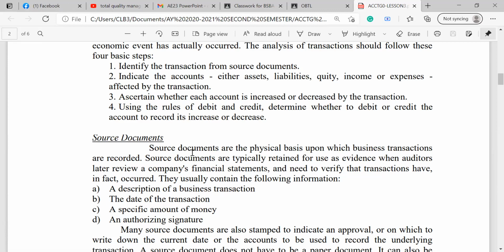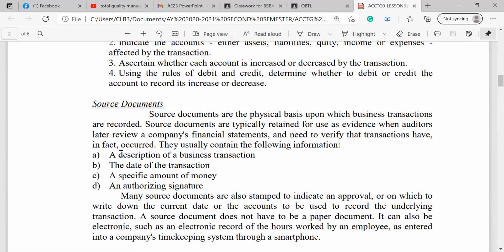Sino yung auditor? Yung nag-examine ng financial statements. No, bakit kailangan niya ng auditor? In order to verify or to confirm na meron talagang transaction na nangyaring ganun. Okay? So ano ba yung usually mga information included po sa mga source documents? So there is a description of business transaction. Of course, yung date, hindi nawawala yung date, and the amount of money na pinag-uusapan, and of course yung mga proper signatories.